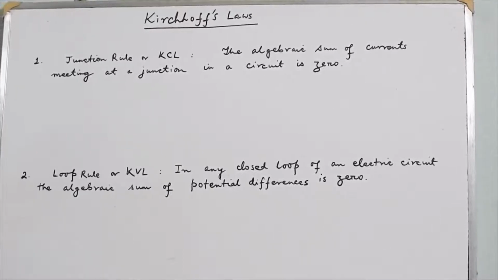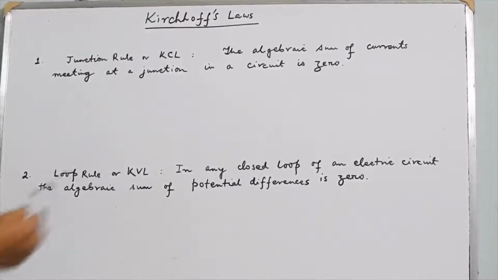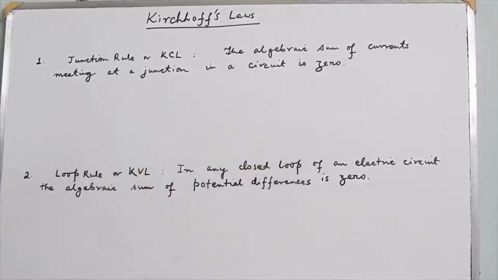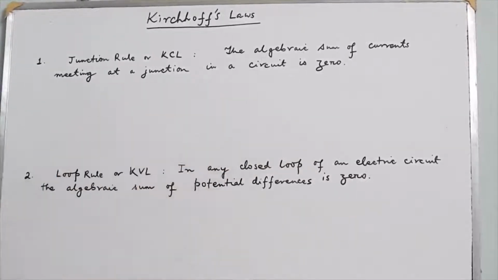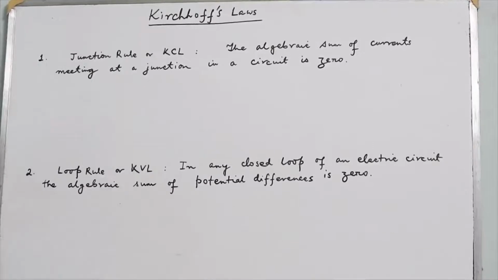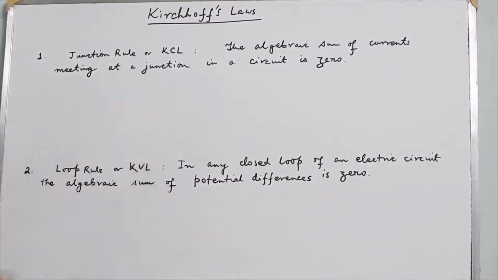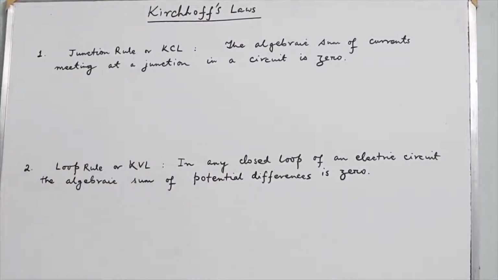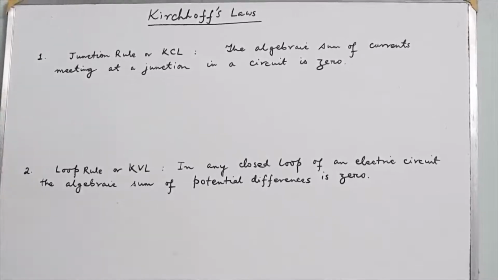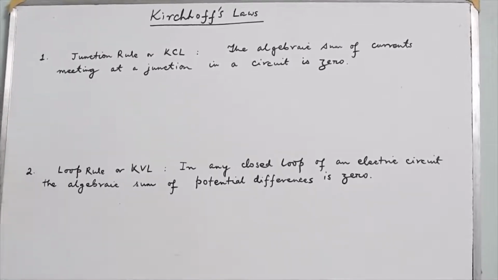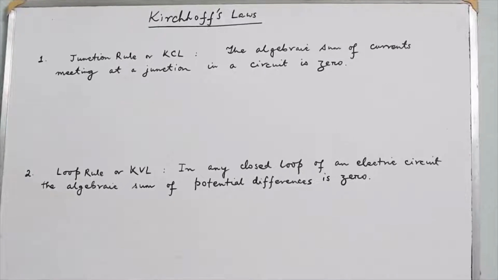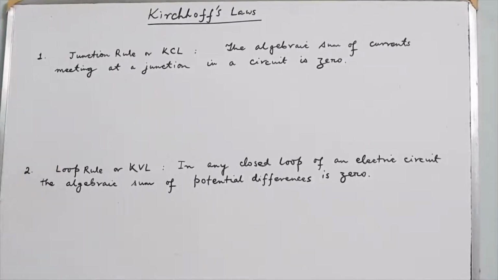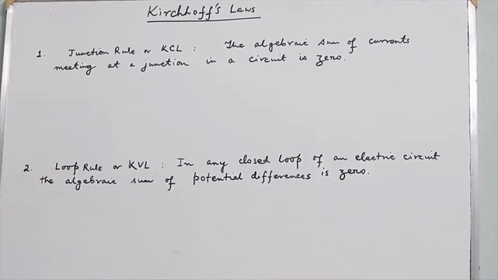So KCL states that the algebraic sum of currents meeting at a junction in a circuit is zero. The algebraic sum of currents meeting at a junction in a circuit is zero, which means that currents might be entering the junction, the currents might be leaving the junction, but the algebraic sum of all those currents which are either meeting a junction or leaving a junction is zero.